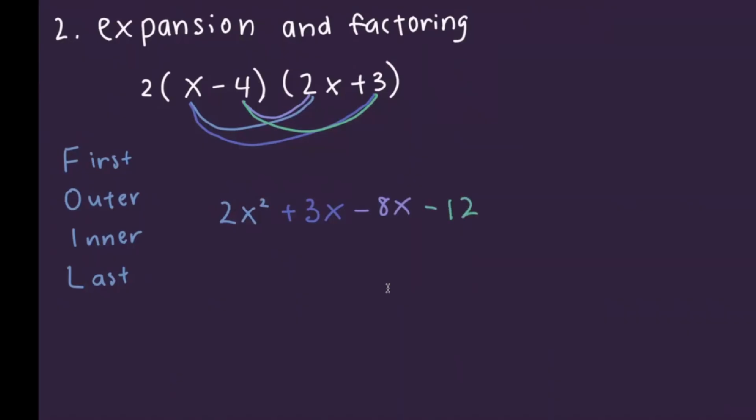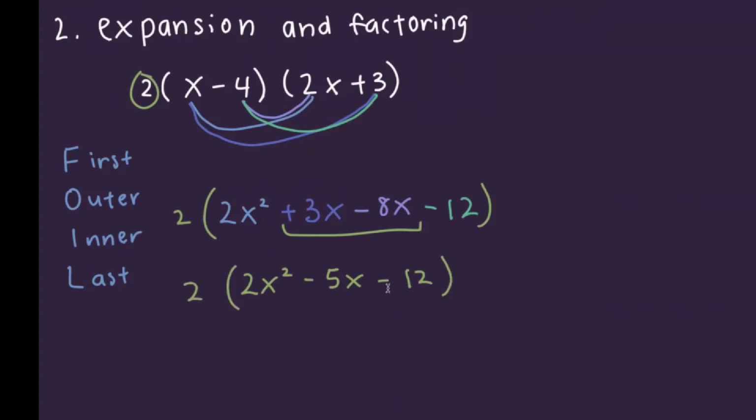So we also have some like terms here, so let's combine that, and we will get 2x squared minus 5x minus 12. But don't forget the 2. So multiply that out, and we'll get 4x squared minus 10x minus 24.